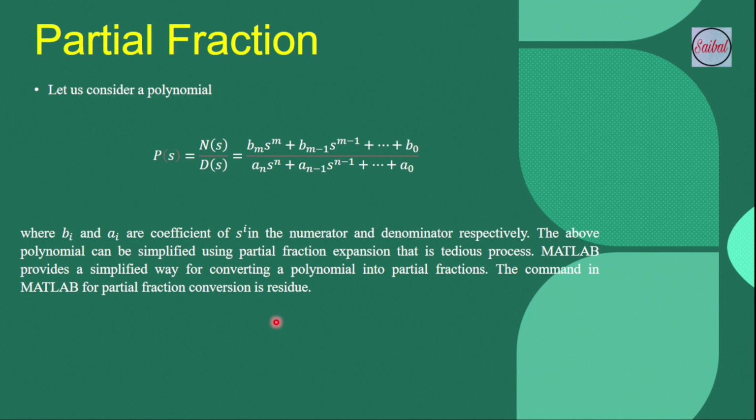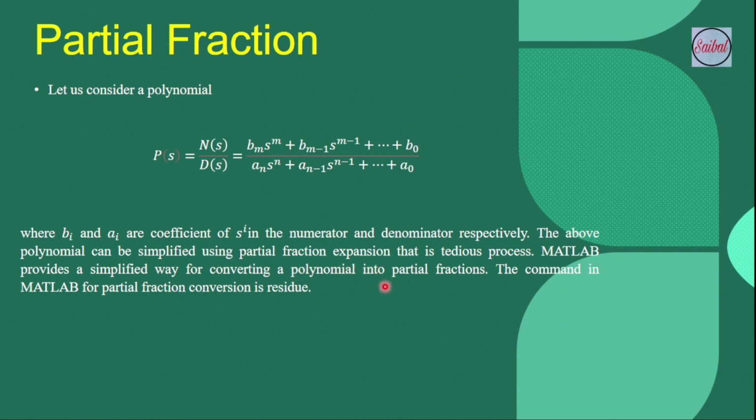Okay, now let's consider one equation. Consider a polynomial. Here you can see this is the numerator portion, bm s to the power m plus up to b naught. Similarly in the denominator, here you can see this is the polynomial. So bi and ai are the coefficients of s to the power i in the numerator and denominator respectively. Okay, so the above polynomial can be simplified by using the partial fraction expansion, which is a tedious problem.